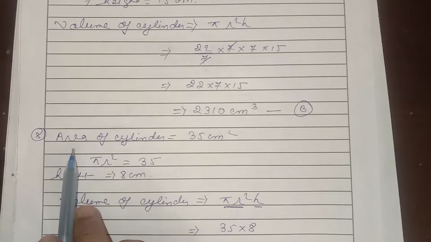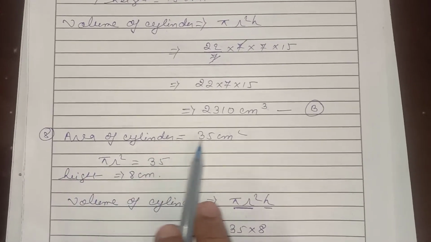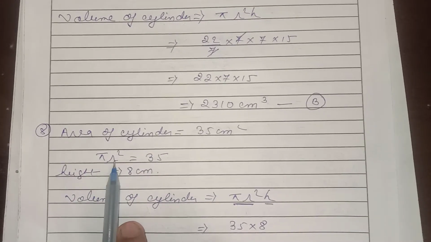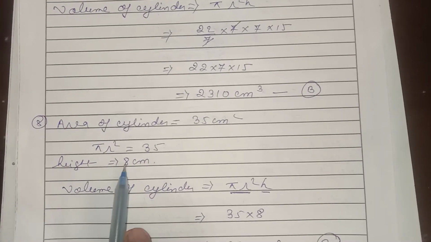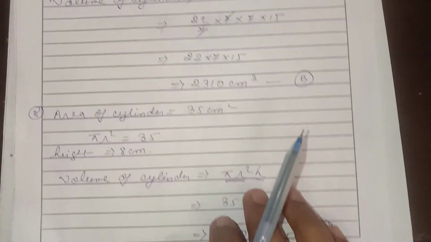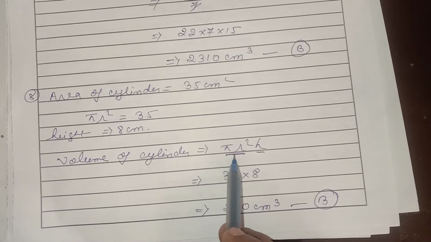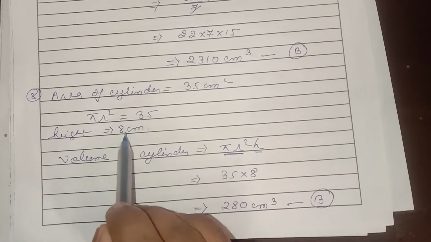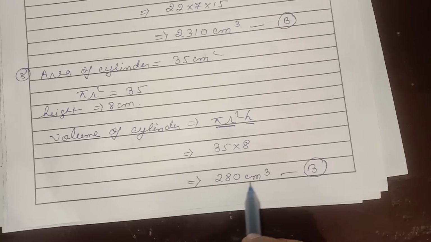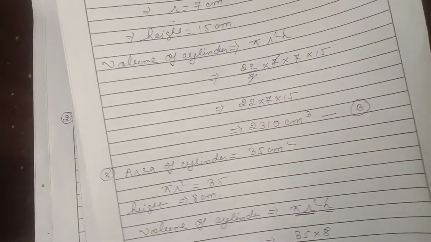Same way for question number 8, area of a cylinder is given as 35. Area means pi r square is equal to 35 and height is given as 8. And what do we know is the formula for a cylinder? Pi r square h. So pi r square means here 35 and h means height. If you multiply, you will get 280. This is our correct answer.